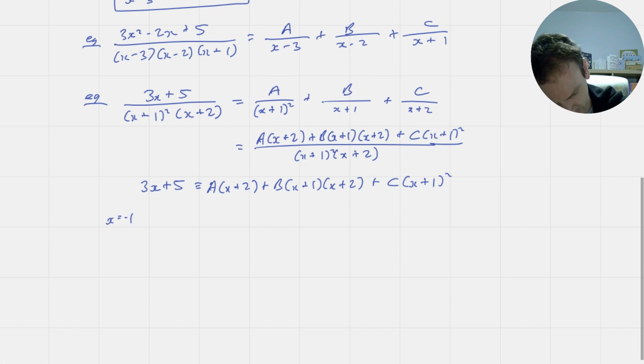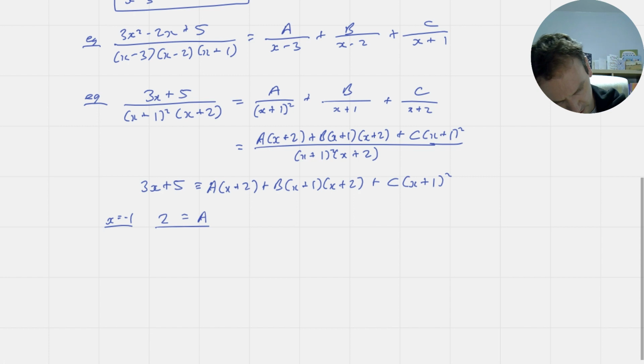If we sub in x equals negative 1, the left-hand side is going to be negative 3 plus 5, or 2. And we're going to get a times negative 1 plus 2, or just a times 1. And then the second term is going to disappear because the x plus 1 is 0. The third term is going to disappear. And there we go. We've got a equals 2 straight away. Much easier than doing all the expansion.